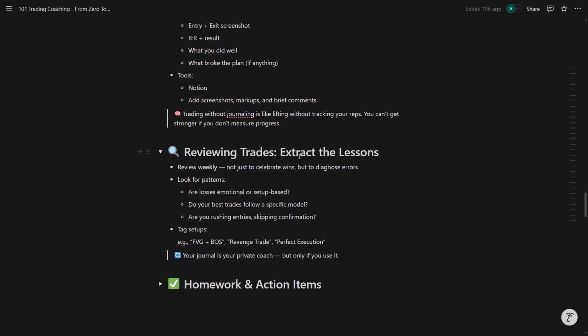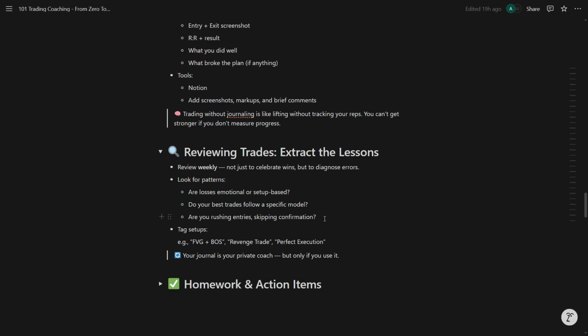Okay, so now let's get into reviewing your trades and extracting the lessons. You're going to review weekly, and you're going to look for patterns. You're going to look at your losses: were they emotional or setup based? Because if you're taking losses that are setup based, it's a normal loss. You will take losses in your trading career. So you want to track if there were emotional losses or setup based losses. You want to see if your trades follow a specific model, and if you're rushing into entries or skipping confirmation.